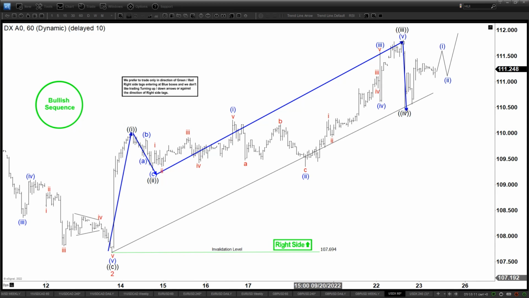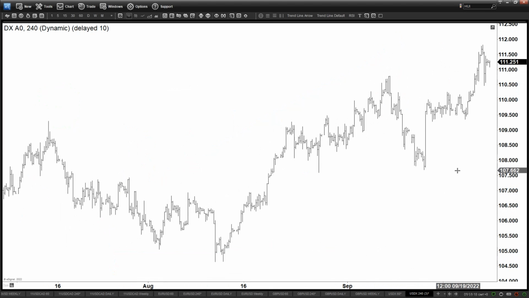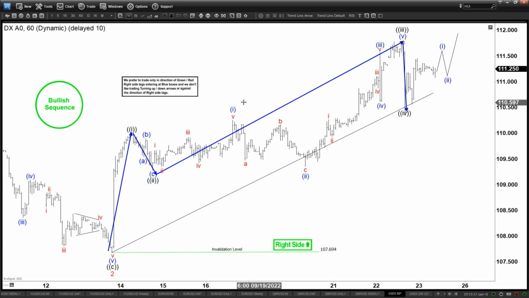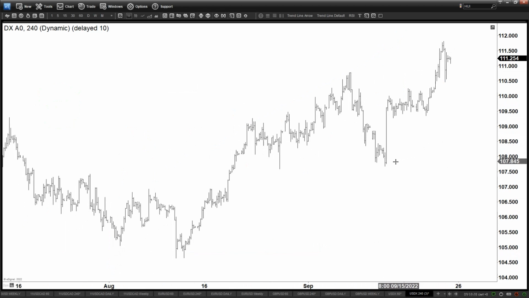Now let's take a look at a couple of different angles to see what we can expect, and also the alternates. First of all, let's zoom out to the 4-hour time frame. So here is the 4-hour time frame. Let me copy a couple of the labels here. I'm going to copy wave 2, which is at 107.7. This is right here. So this is our wave 2.